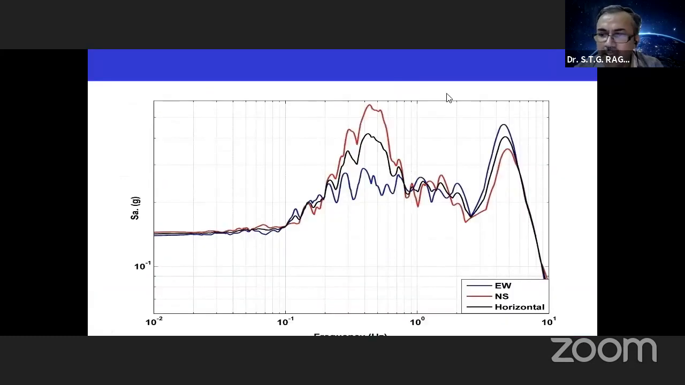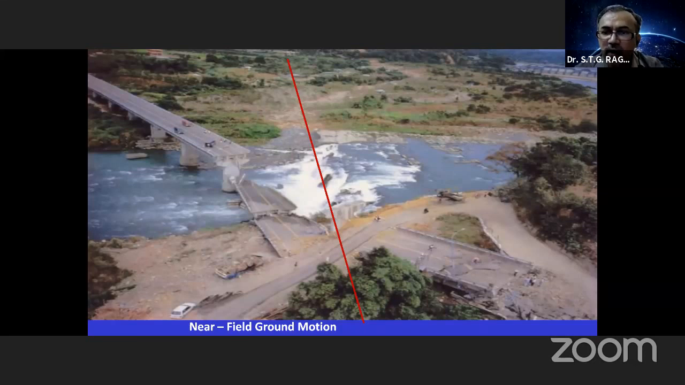And now you can see these special spikes are the long period. Generally, the response spectra will show one peak and go down. But when you are in the near field, you will see other special spikes around 4 hertz, 3 hertz also. You will see this in the time histories.